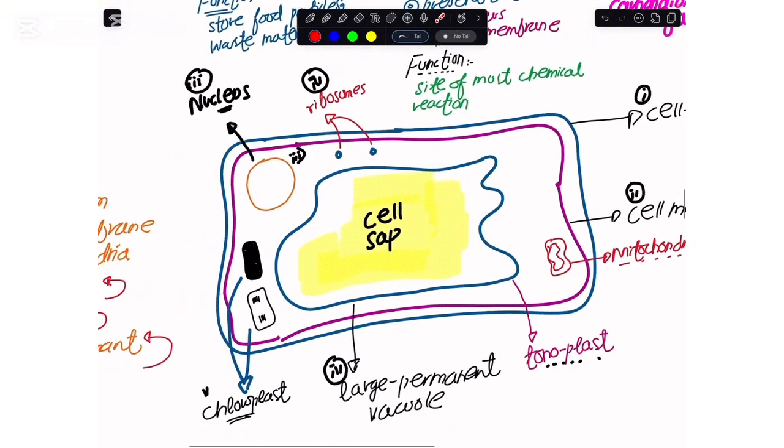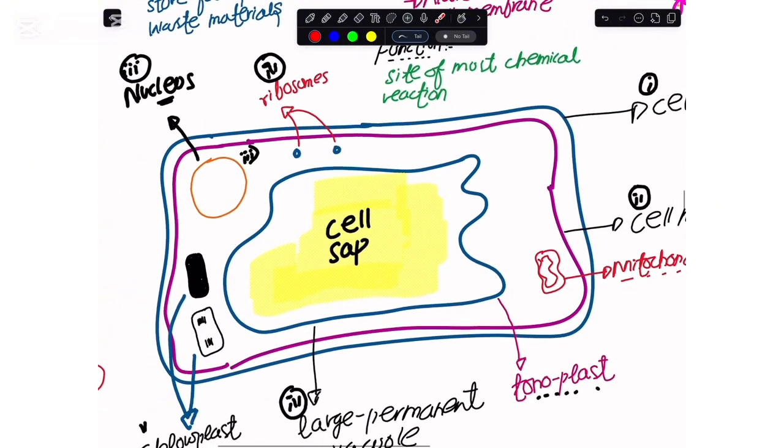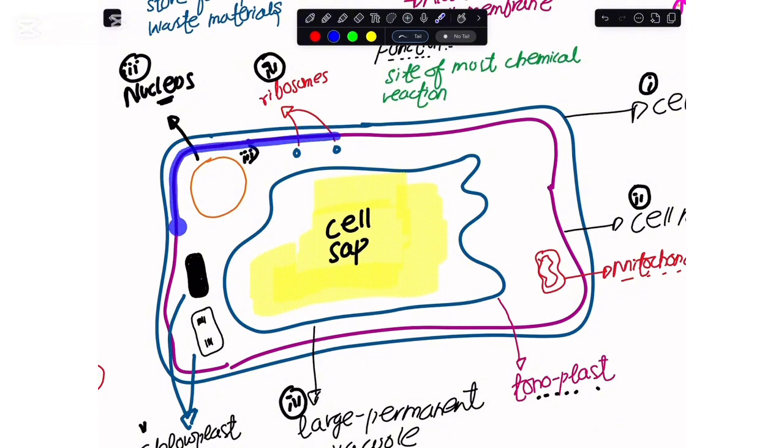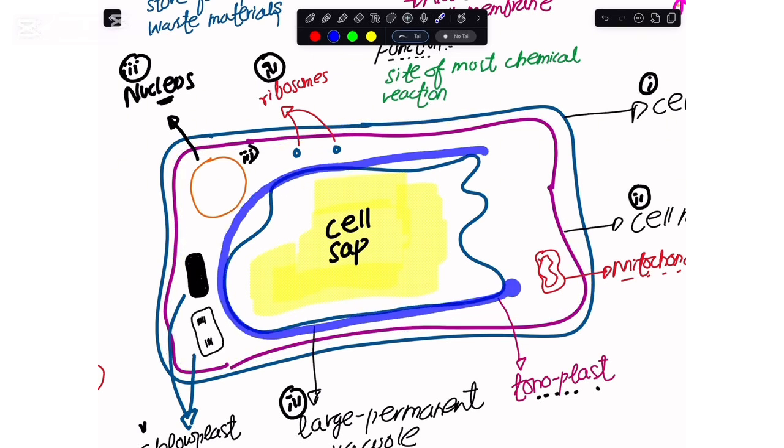So here we have the plant cell structure to understand. This is my hand drawing. Here you see we have the cell wall. Immediately below the cell wall, we have what we had seen in the animal cell as well, the cell membrane. Now, since there is a large vacuole, which is large, permanent and centrally located, it pushes the nucleus towards one side.